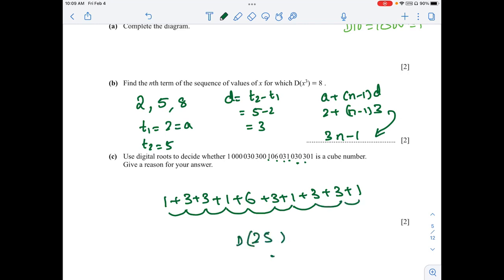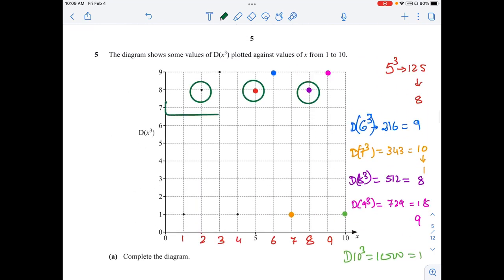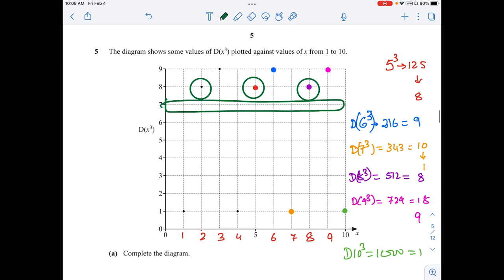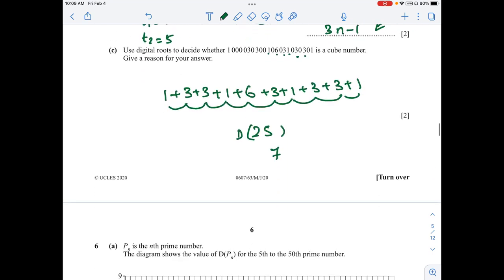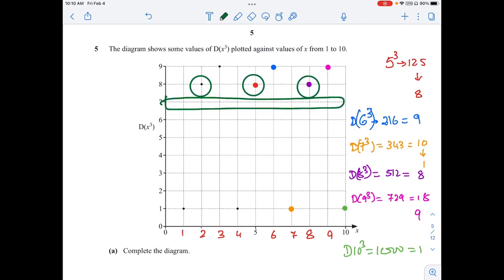Digital root of 25 is again nothing but 7. Do we have anything with digital root 7? For all cube numbers, the digital root is never 7. So it is not a cube, as its digital root is 7. No cubes have digital root 7. All the cubes will have the digital roots we have plotted on the graph, so there is no 7 at all.